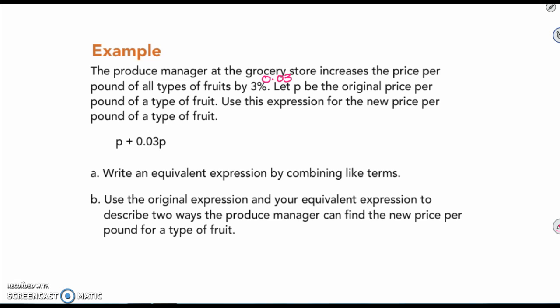We're going to simplify this expression by combining like terms. Remember, the numerical value of a variable by itself is 1. So here we're adding 1 plus 3/100. That would give us 1 and 3/100 times P.